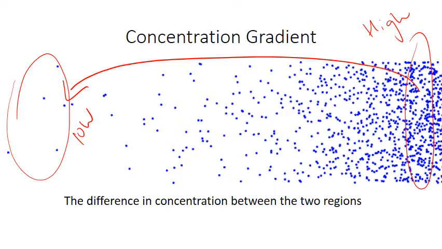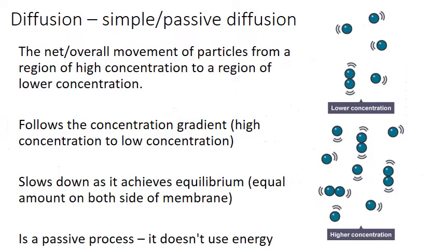So things will move preferably from a high concentration to a low concentration. And this concentration is quite important. It influences chemical reactions and those types of things in the body. So diffusion is our first mode of transport that we're going to be looking at, and it can also be known as simple or passive diffusion.